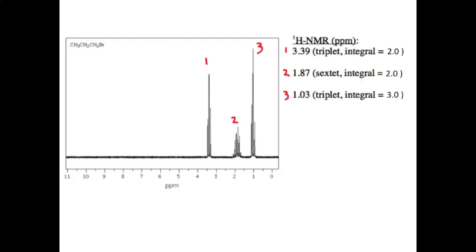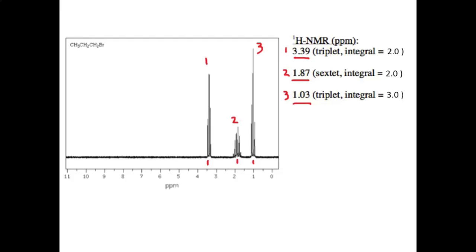The key things we need to know are the number of signals and the chemical shift, that's where the peak comes. So you see peak 1 comes at approximately 3.4, and in our table that's listed as 3.4. Signal 2, the center of all of those peaks, comes at 1.87. That's shown here. And then the third signal comes at about 1, and in our table that's 1.03.